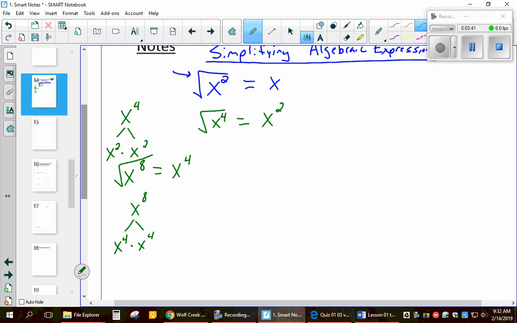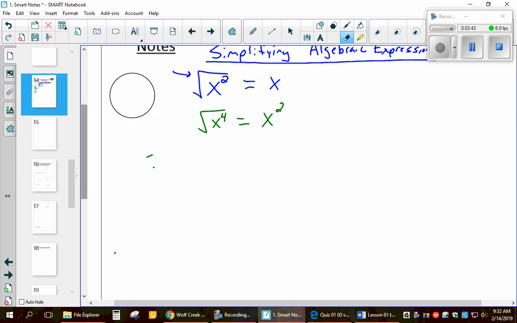So as you get good at this, you're going to be able to figure out, okay, what's the square root of x to the 24? What would the square root of x to the 24 be? Yeah, x to the 12. It's always going to be half when we take the square root of something. Okay. So we'll call that one A, this was B, this will be C.